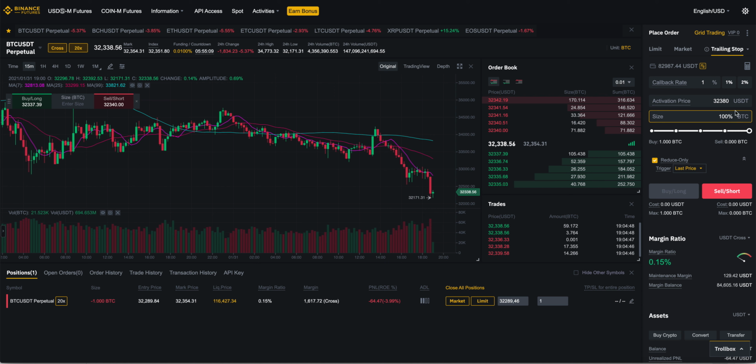So 32. Why is it sell short? I mean, it's a trailing stop. I'm in a sell position. It should just close it, not increment it. Why sell? I really don't get it. Anyway, I will let you know, guys. I will make for sure another video.